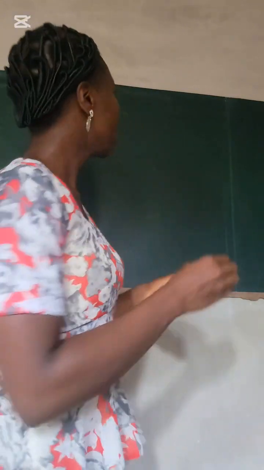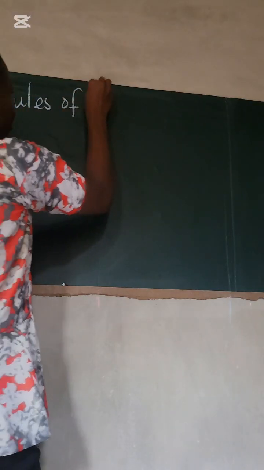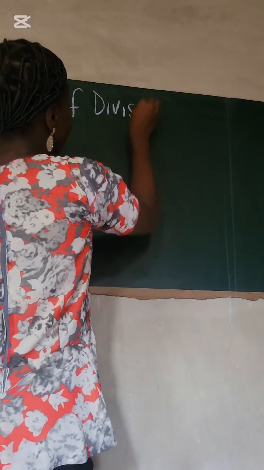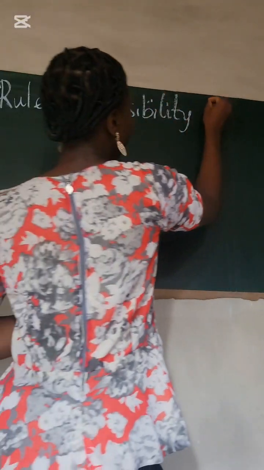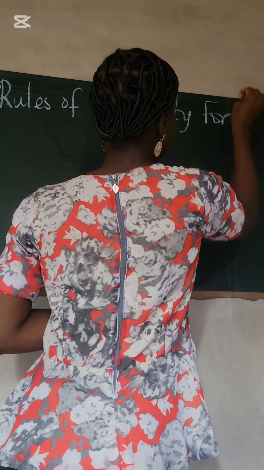For today, we are going to continue with our series, which is on rules of divisibility. That's rules of divisibility for 3.